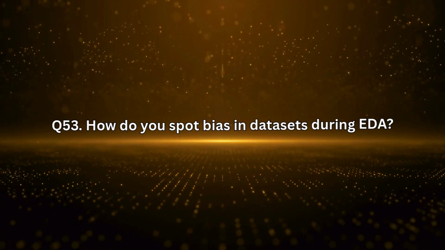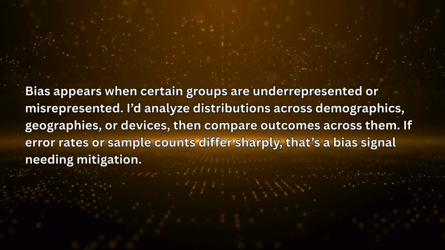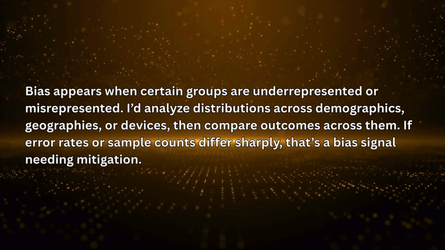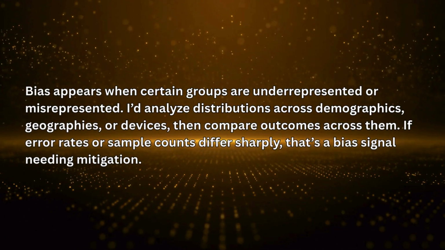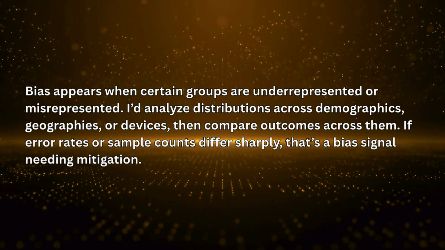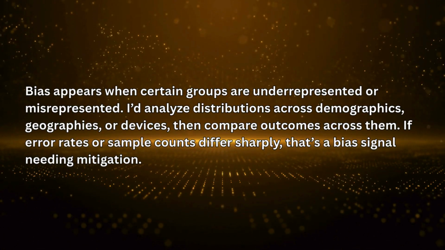How do you spot bias in datasets during EDA? Bias appears when certain groups are underrepresented or misrepresented. I'd analyze distributions across demographics, geographies, or devices, then compare outcomes across them. If error rates or sample counts differ sharply, that's a bias signal needing mitigation.